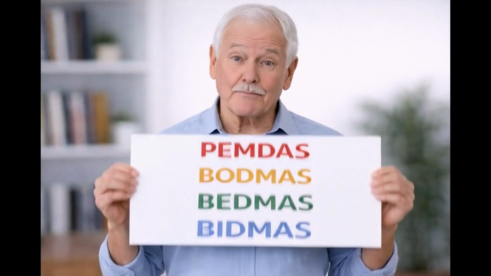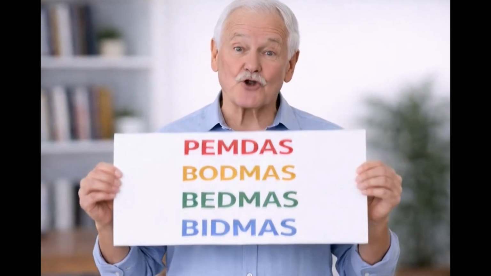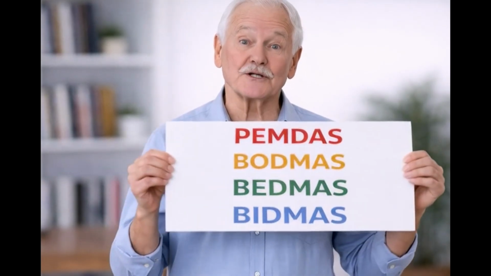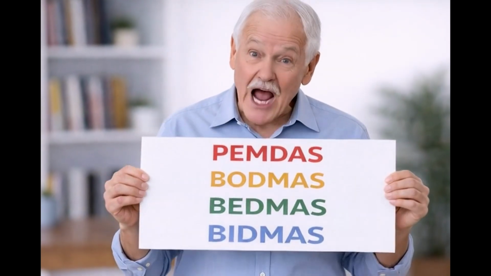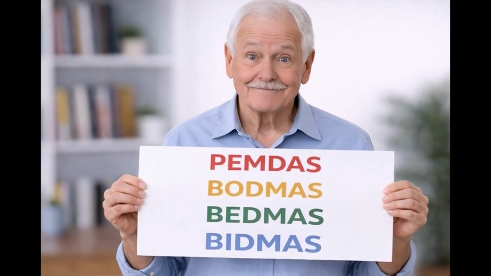The acronyms are not a blind 6-step checklist. Step 4 is addition and subtraction. They have equal precedence. Subtraction is just the addition of a negative number.